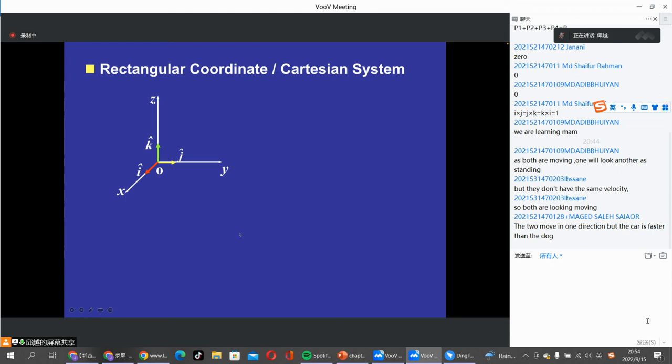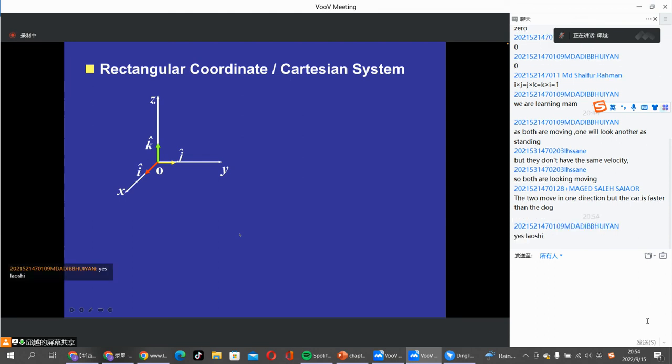Okay, Cartesian system is a rectangular coordinate system. It has three axes, x, y, z, and the corresponding unit vectors. Unit vectors are i, j, k.